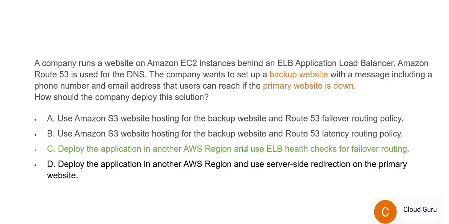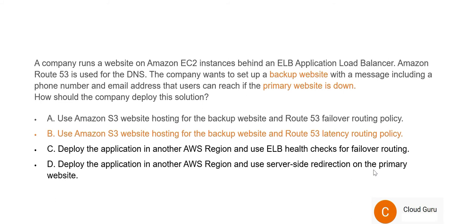Two reasons: the solution is expensive because you are using another AWS region. If you can travel by car, why are you asking Elon Musk to give you a rocket to travel? That's point number one. And point number two is this is totally out of context. ELB health checks are not used for failover routing. Okay. Now let's look at this option.